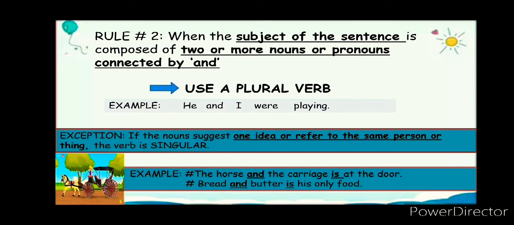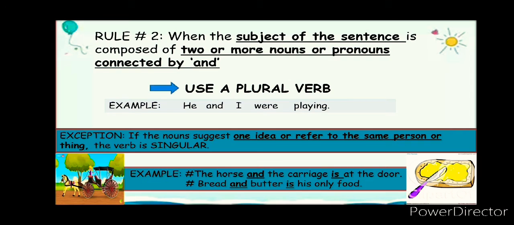Similarly, bread and butter is his only food. Again, bread and butter are not being taken as two separate ingredients. Instead, it is being considered as one food item.